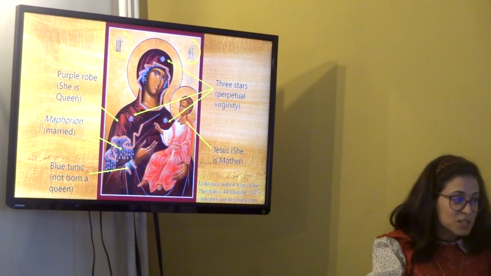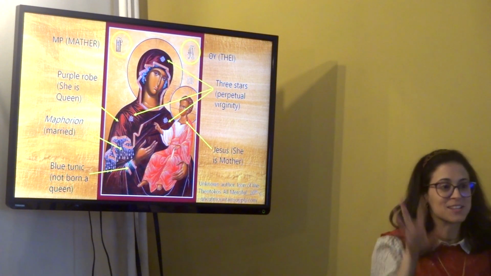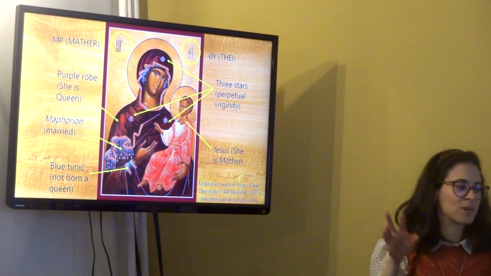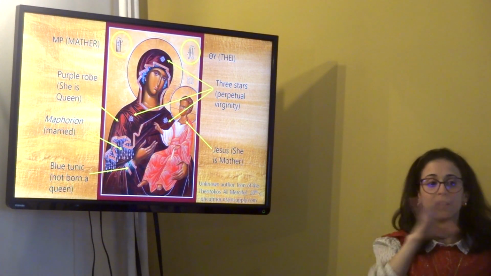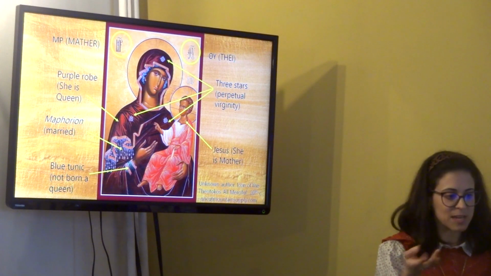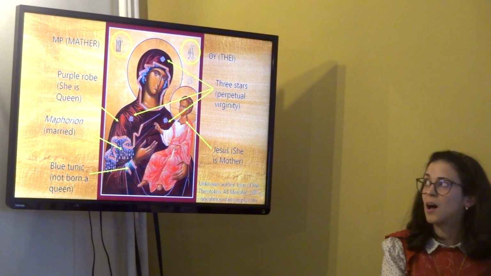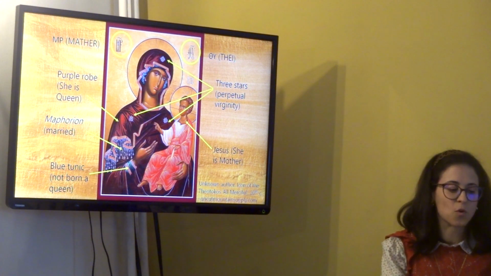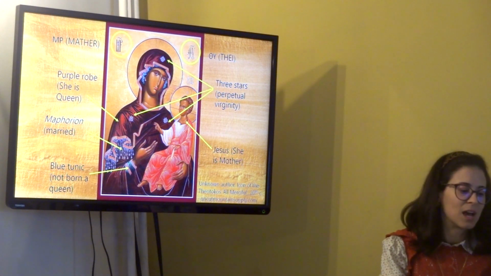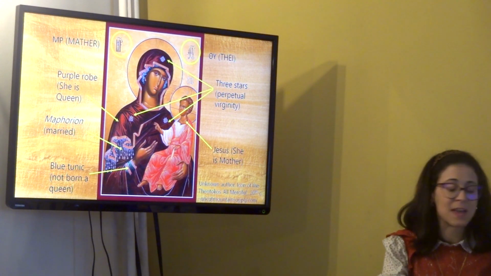And then, last but not least, we have to identify who she is, in case there is any doubt. So we have 4 letters at the top. They can be in Greek or in Cyrillic, depending on where the icon was made. On the left, we see M, what it looks like MP is actually MR, which stands for mater or mother. And on the right, we see T and sort of Y, which is Theou.